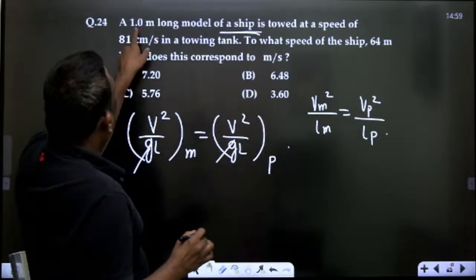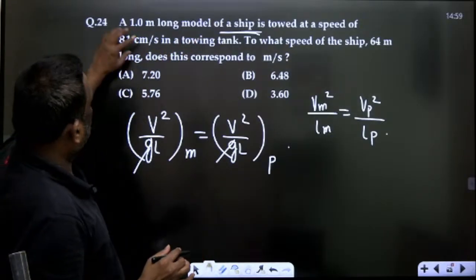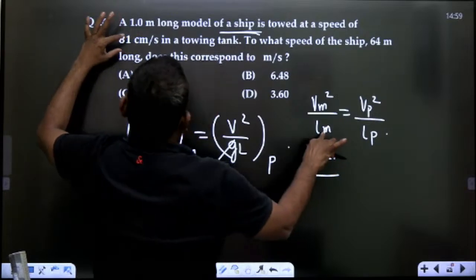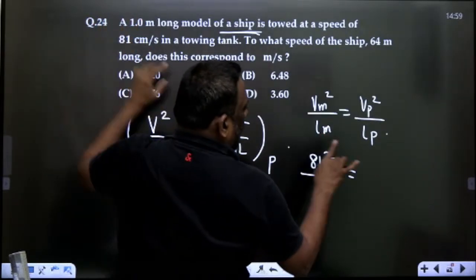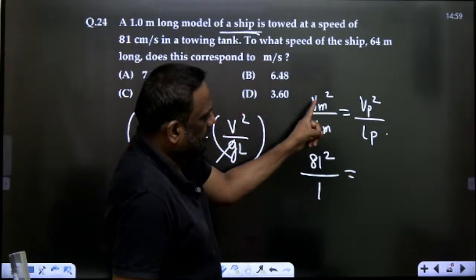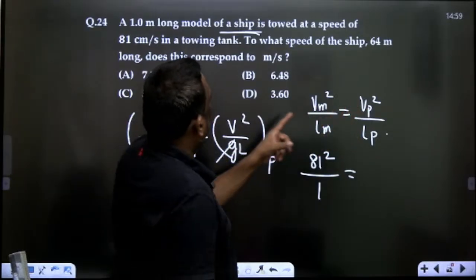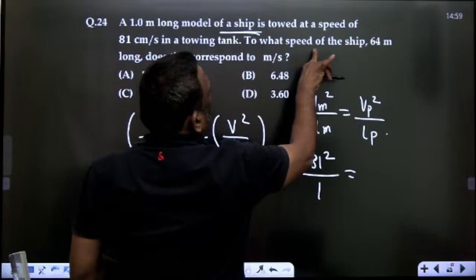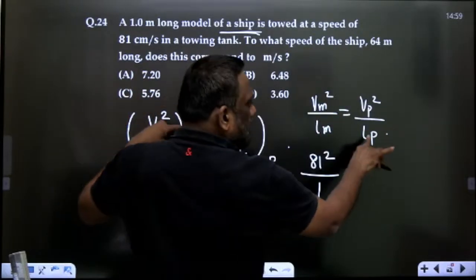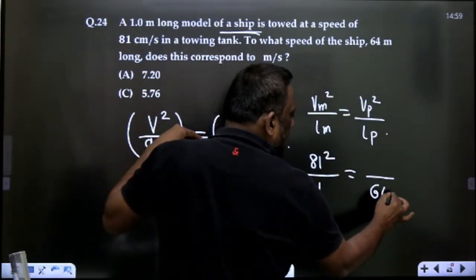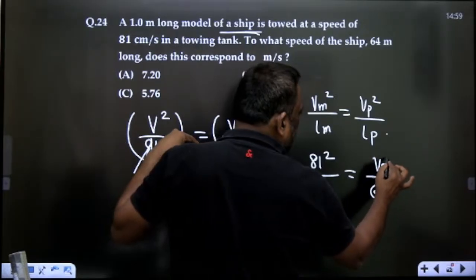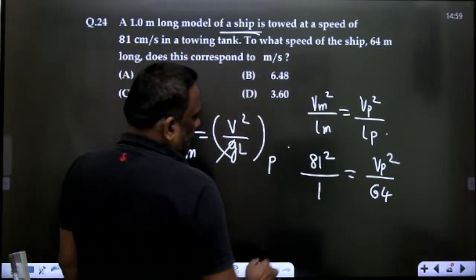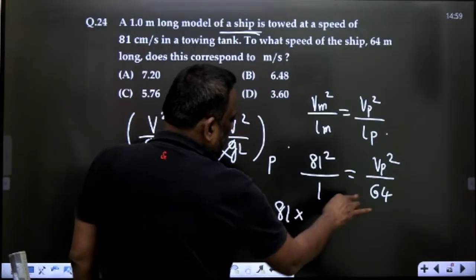Okay. A 1 meter long model is tested at a speed of 81. So the speed of the model is 81, and what is the length of the model? It is 1. Look, if this is in meters, keep it in meters; centimeter per second. So what is the speed of the ship? 64 meter long. So this is given as 64 and he is asking this. Okay, very good sir. Take the root. What will happen, sir, if we take the root? It will be 81 into 8, sir.